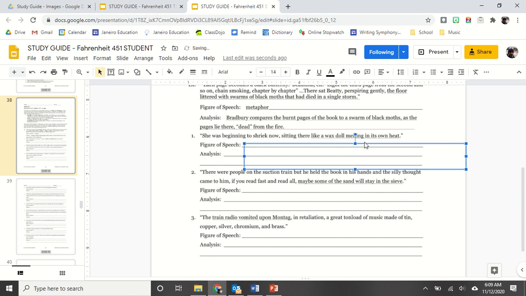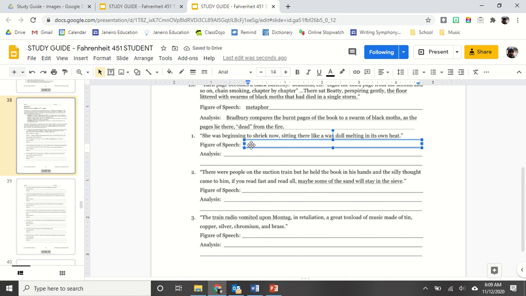All right, for those doing their online version, you can use a text box. Again, make sure you resize it to fit. All right, she is using a simile as her figure of speech. The author is here talking about Mildred.